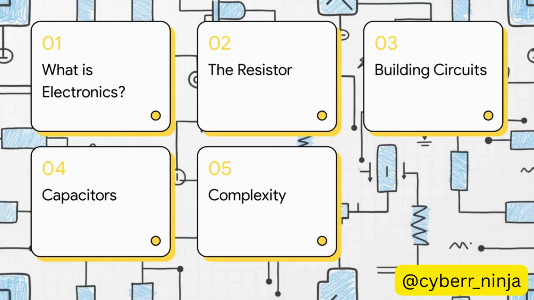Here's our game plan. First, we'll figure out what electronics even means. Then, we're going to meet the humble resistor. It's the real workhorse of control. After that, we'll look at the two basic ways to build a circuit, introduce the resistor's cousin, the capacitor, which stores energy, and then, finally, we'll see how all these simple pieces come together to create the incredible complexity we see all around us. So, let's jump in.